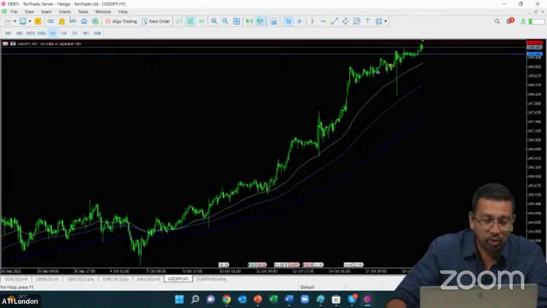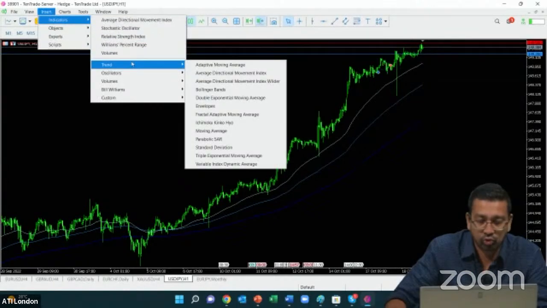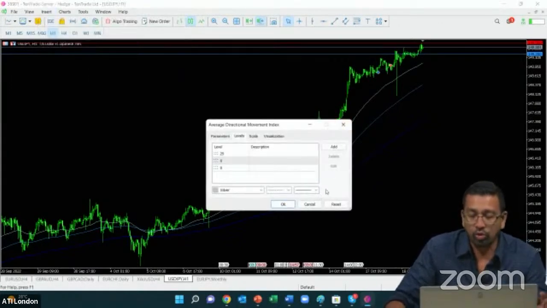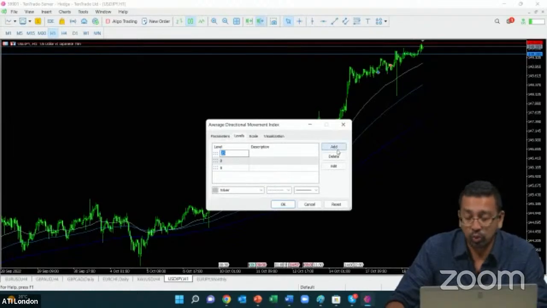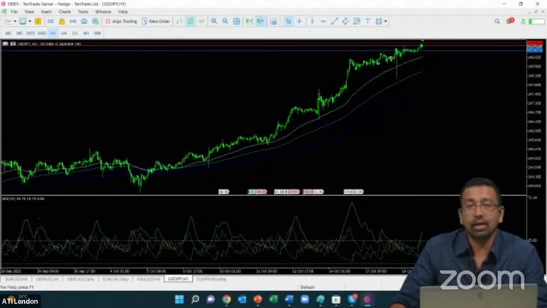Okay, so here we just click on insert indicator and then go on to trend, click on Average Directional Movement Index. It's abbreviated to ADX. Now all you need to do here is click onto the level area and click on add. Once you add, you just go into this box here under level and type in the number 25. So we just add that and we click OK, and you would be getting the indicator below here.